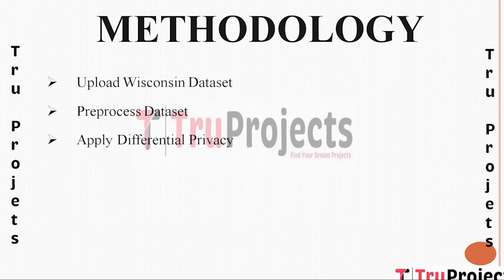Apply differential privacy. Differential privacy is a technique used to protect sensitive data while allowing meaningful analysis to be performed on it. This module incorporates differential privacy mechanisms to the dataset or model to ensure that individual data points remain private and do not leak sensitive information.